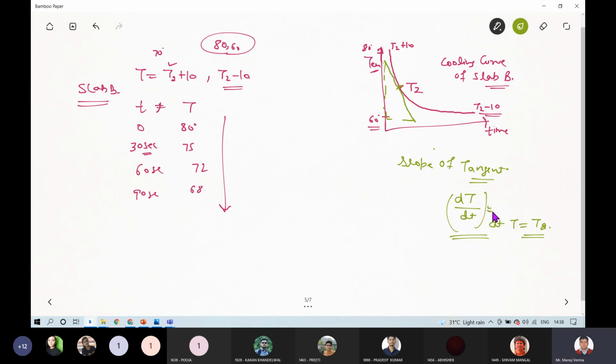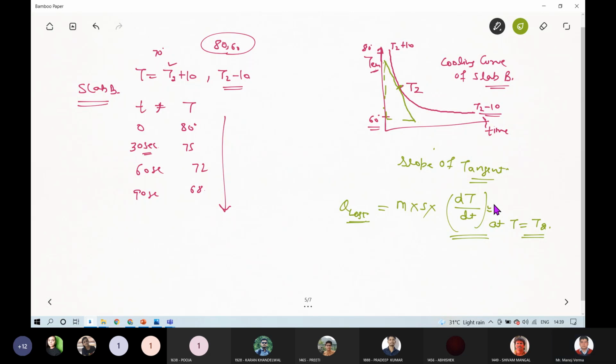So this dT by dt is actually the parameter for calculating the amount of heat lost to the surroundings. And the total amount of heat lost will be given by this parameter dT by dt into the mass of this slab B into the specific heat of this slab B. And you can see, the more the numerical value of this dT by dt, the more will be the amount of heat lost. This is obvious. If it loses its temperature quickly, that means the amount of heat energy lost per second is more.